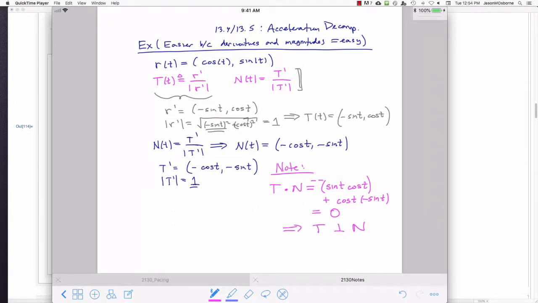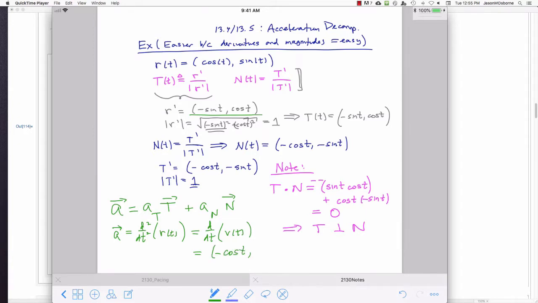Okay, the next thing, remember, our goal in this problem was to do the acceleration decomposition problem. So we've now found T and N. We now need to find a sub T and a sub N, the tangential and normal components of acceleration. But to do this problem, we first need to know the acceleration. Well, the acceleration was two derivatives of the curve, or one derivative of the velocity vector. The derivative of the velocity vector is right here. The derivative would be negative cosine of t, negative sine of t. So there's the acceleration vector.